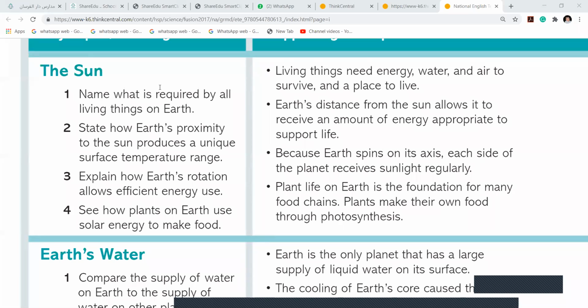Living things need energy, water, and air to survive and a place to live. Okay. Dana, tell me, what do we need? What do living things need? It's clearly written. We need energy, water and air to survive, and of course we need a habitat. We need a place to live. Next question. Miral. State how Earth's proximity.